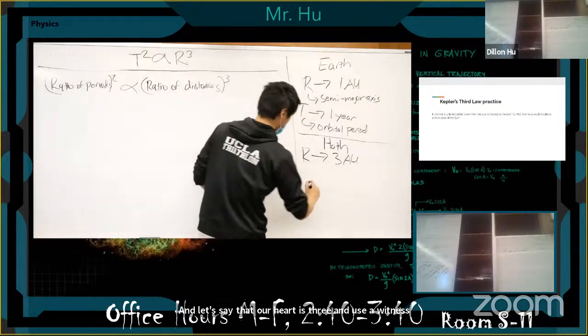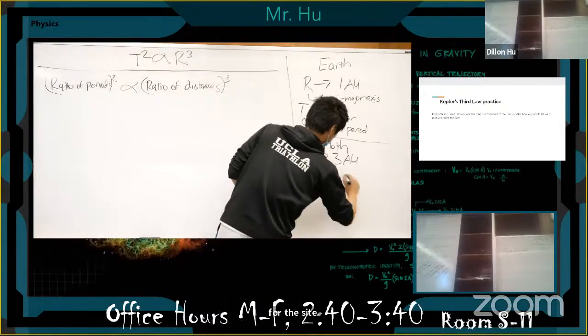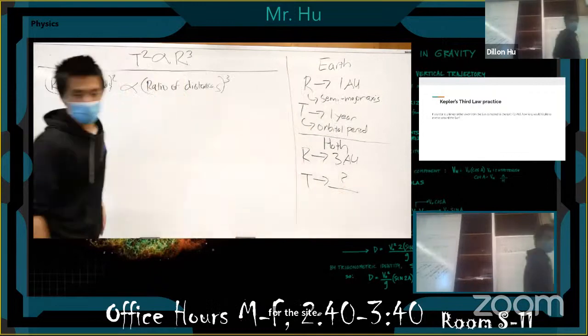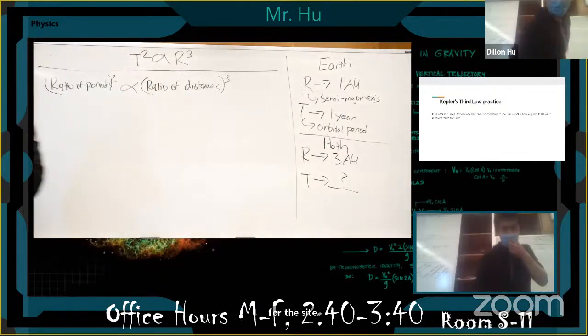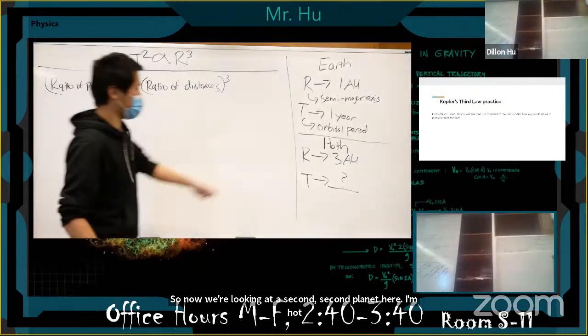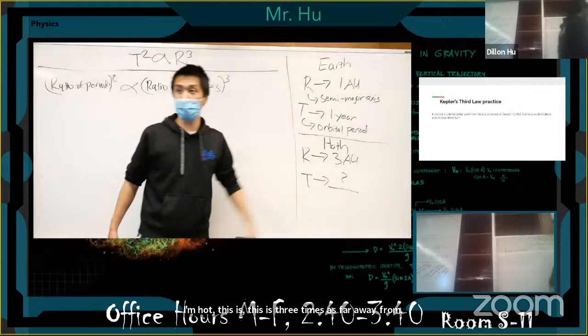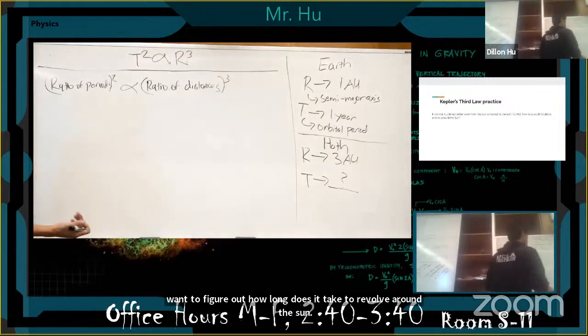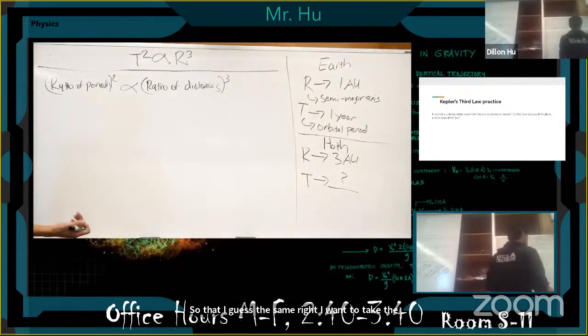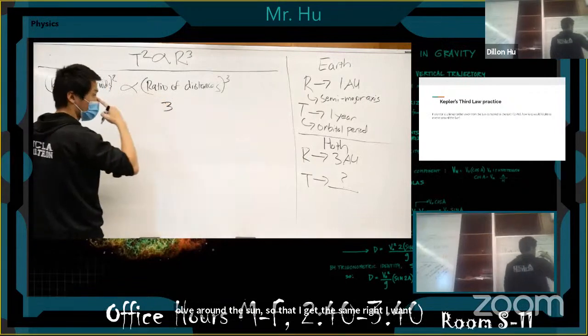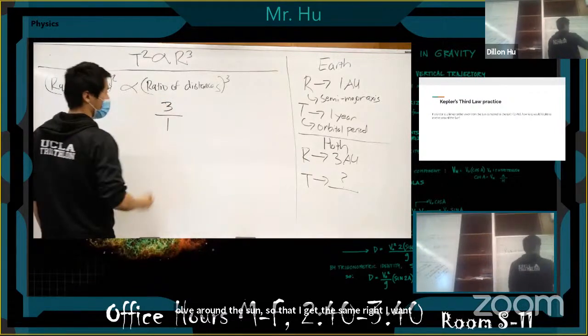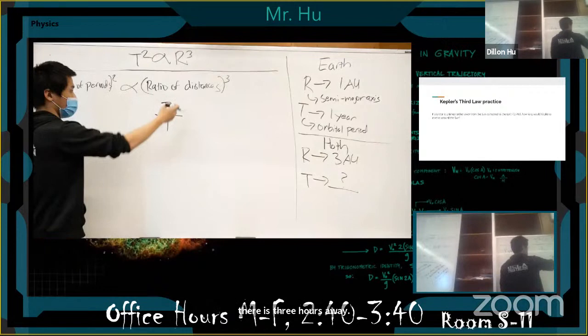And once again, we're going to create a frequency period. So now we're looking at a second planet here, Hoth. This is 3 times as far away from the sun as Earth, and I want to figure out how long it takes to revolve around the sun. So the idea is the same, right? I want to take the ratio of Hoth's distance to Earth. So Hoth is 3 AUs away, Earth is 1 AU away. So I'm going to take the ratio of this, 3 to 1.